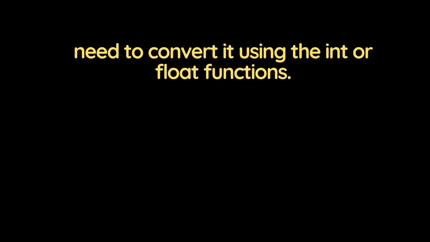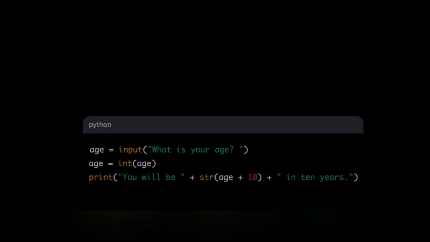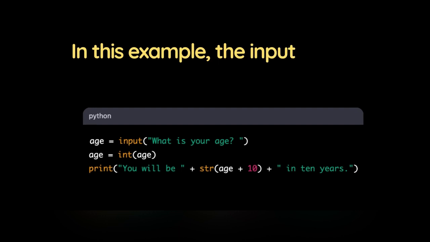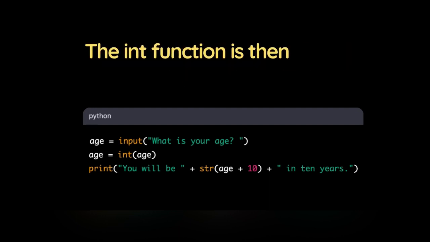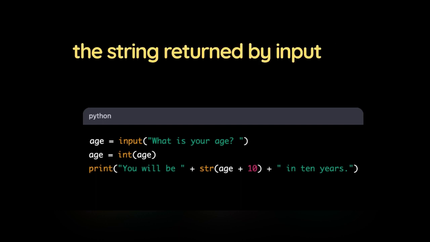If you want to use the input as a number, you'll need to convert it using the int or float functions. Here's an example. In this example, the input function prompts the user to enter their age. The int function is then used to convert the string returned by input to an integer.